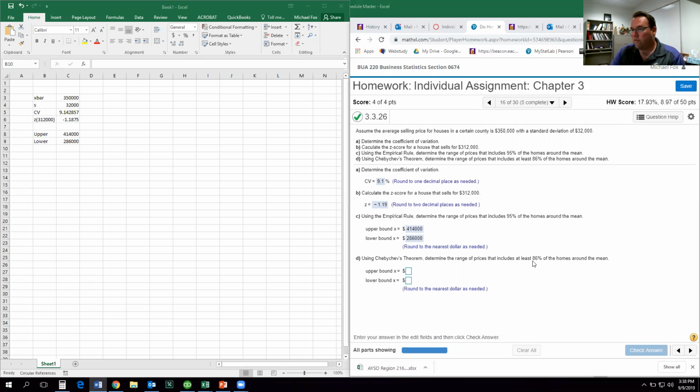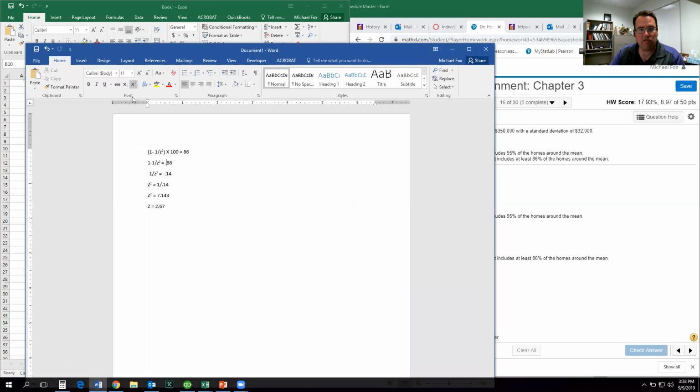So the formula for Chebyshev's theorem is 1 minus 1 over z squared times 100 equals the percentage, in this case 86%. So what I've had to do is a little bit of algebra here by taking the formula and solving it. First we divide both sides by 100 to get 1 minus 1 over z squared equals 0.86. And then we subtract 1 from both sides. So now we have a negative 1 over z squared equals negative 0.14.